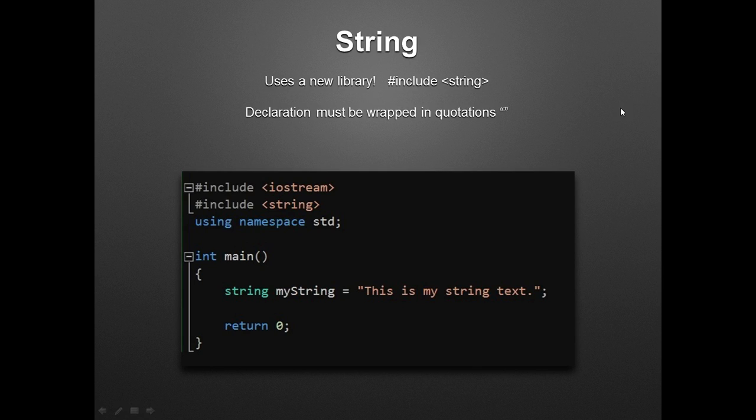So to use a string, the prerequisite is that you must include a new library. This new library is the string. You have to type this at the top of your code, just like so, in order for this to work. Subsequently, you also need using namespace, but since you already have that, this will work flawlessly.